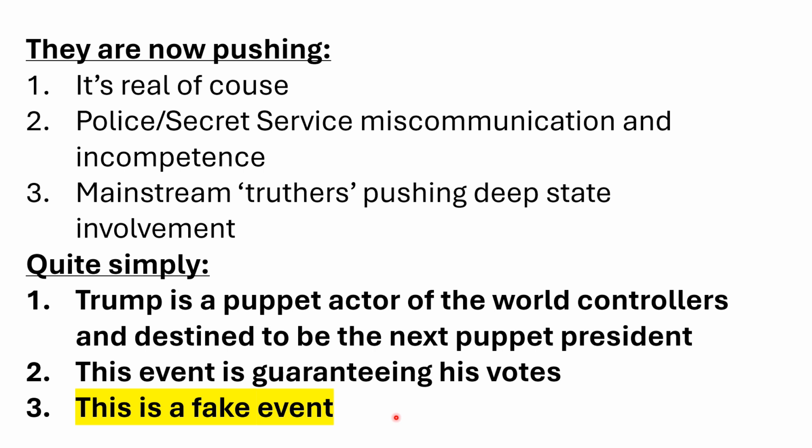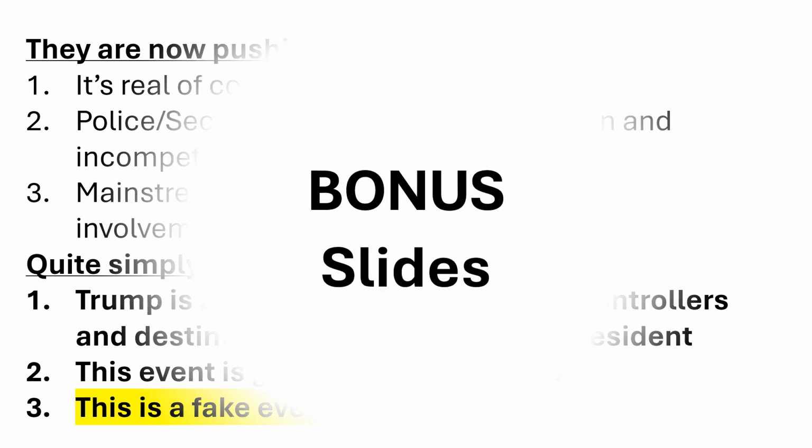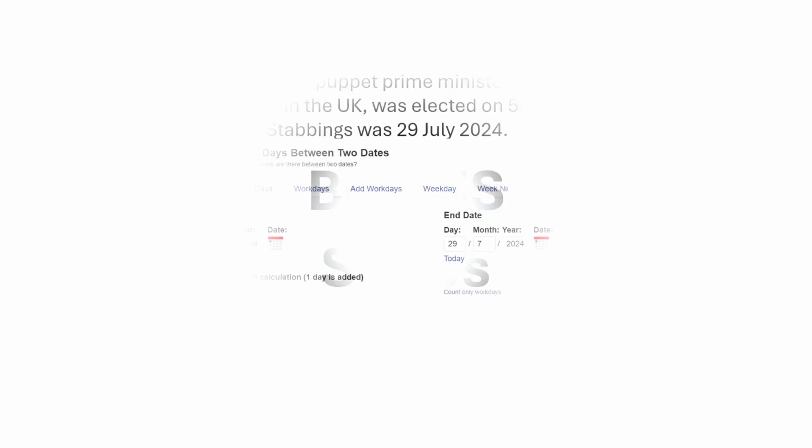And at this point I would normally say goodbye, but I do have some bonus slides, and somebody did mention in a comment, was I going to cover the Southport stabbings? That is something that happened on the 29th of July in the UK, and there's been all kinds of riots and things, all manipulating the people and all linked to Keir Starmer. So let's have a quick look at that.